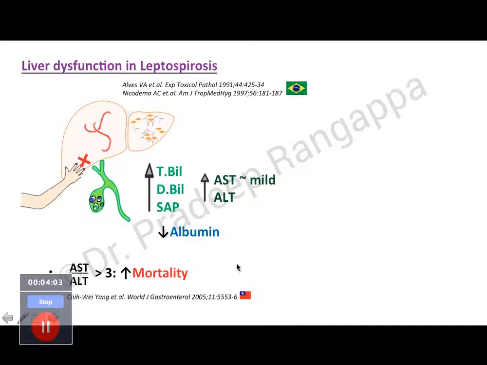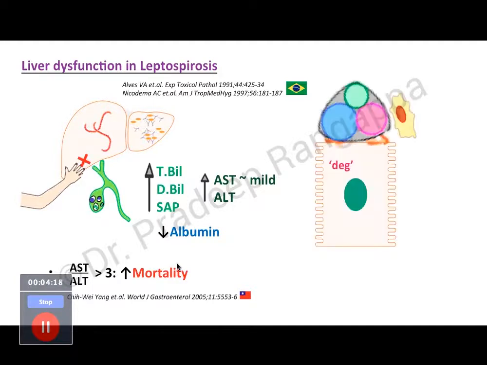But this study from Taiwan indicates that if the AST to ALT ratio is more than 3, because the AST rise is much higher than ALT, it had a direct correlation with increase in mortality. So that is one of the prognostic markers they have identified.